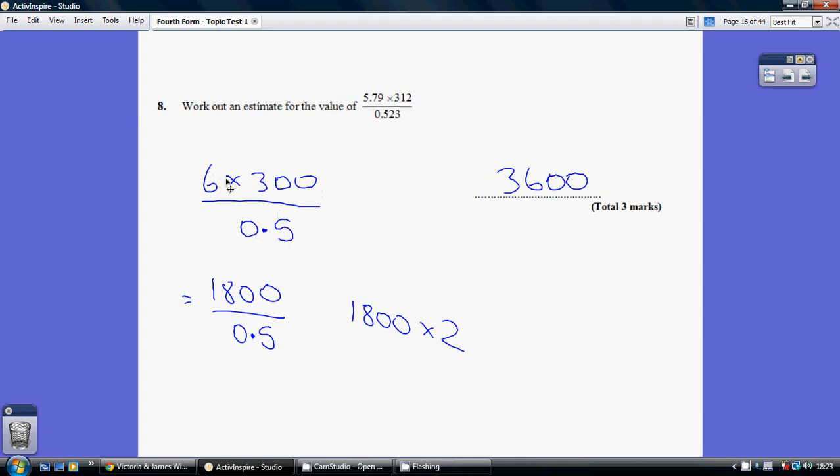Then normal maths, 6 lots of 300 is 1800, but be careful, how many halves fit into 1800? That's 3600, or in other words, what's 1800 times 2? 3600.